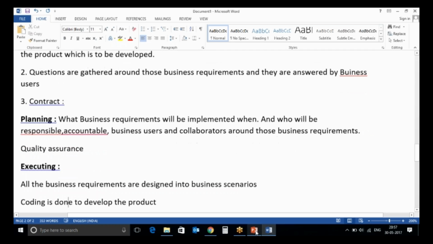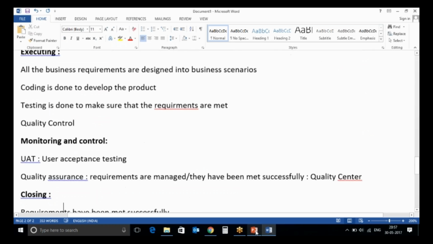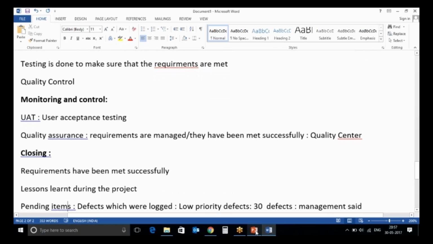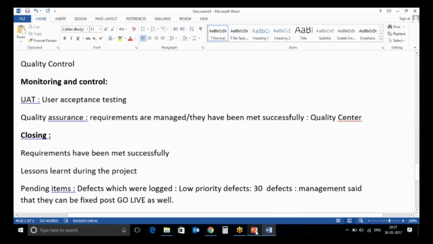No. Okay, so I'll be sending you this document that I'm creating right now, the things that I'm jotting down, so you can go through them later on, and if you have any questions, we can get them answered in the next session.